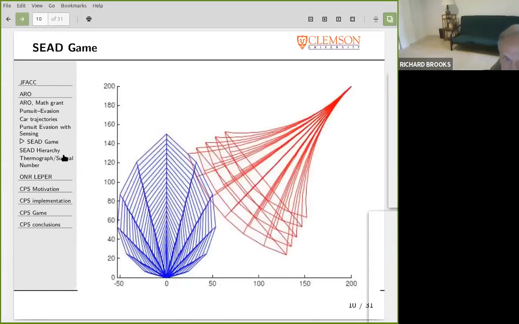Okay, and then this is getting back to what I was talking about. This is the suppression of enemy air defenses game. Here we're looking at an aerial drone that's looking to fly in and shoot a missile at a surface-to-air missile, and this would be the surface-to-air missile, which is looking to shoot down the aerial drone. And this is a continuous time problem with continuous sensor feeds, and also with continuous actuation. And that's a difficult problem to solve mathematically, and you may not even be able to have a solution.